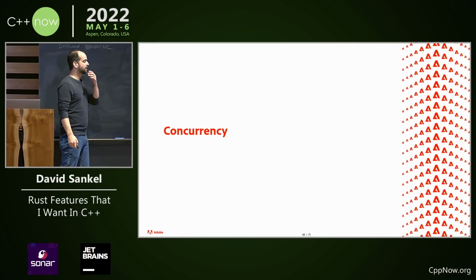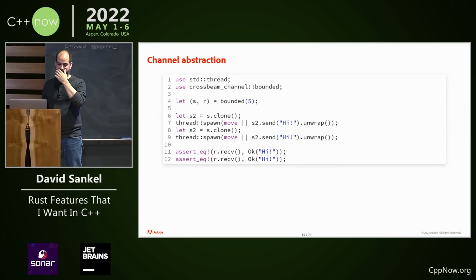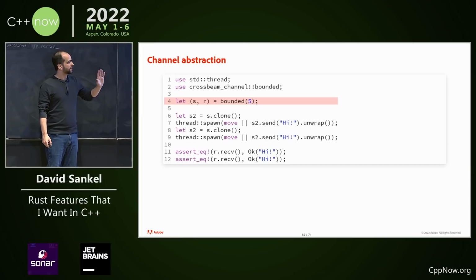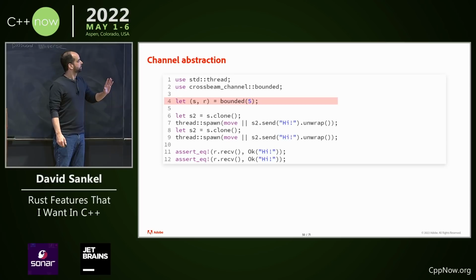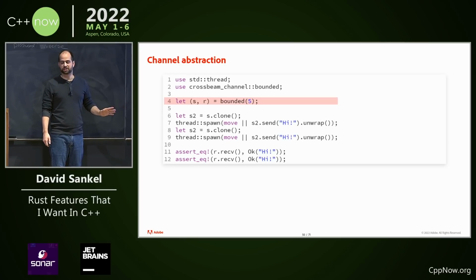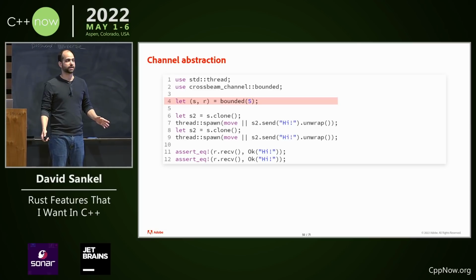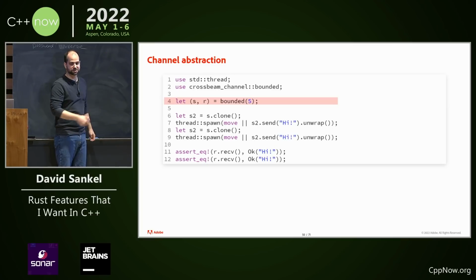Let's talk about concurrency. I am not an expert in concurrency. The thing that I want you to take away from this code, which we're going to work through, is how simple it is for somebody to program with it. There's this thing called channel in Rust, and here we create what's called a bounded channel, and you have an S and an R. The S is the sender and R is the receiver.